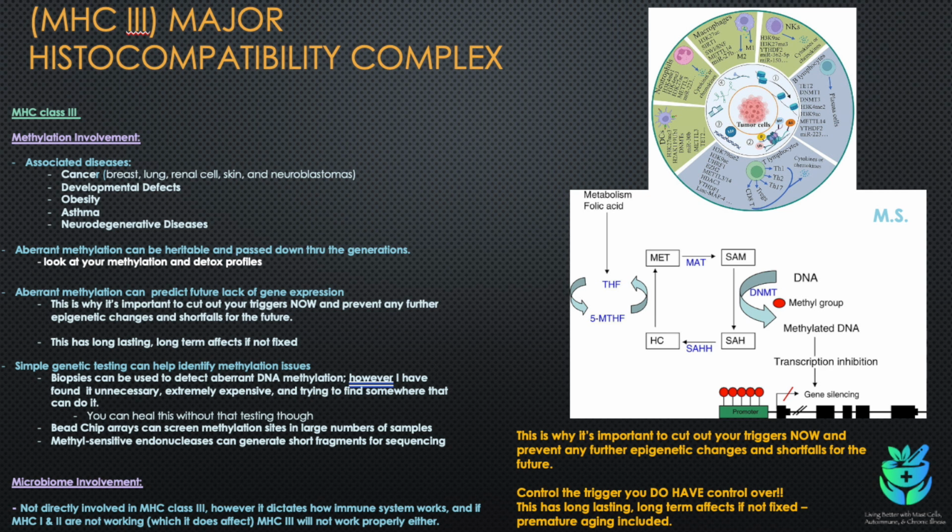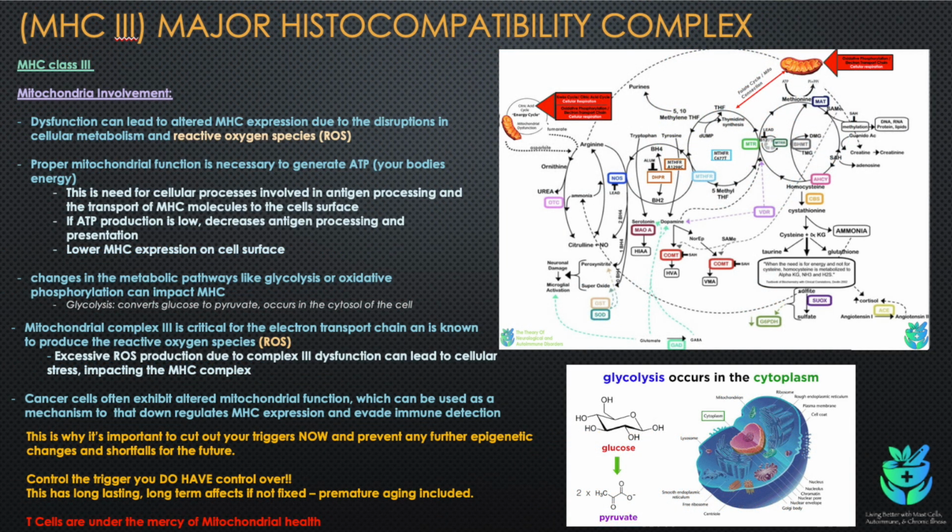And if the MHC1 and 2 are not working, which it does affect, MHC3 will not work properly either. The MHC class 3 also has mitochondrial involvement. Dysfunction of the mitochondria can lead to altered MHC expression due to the disruptions in cellular metabolism and the reactive oxygen species, which means you're going to have more oxidative stress.